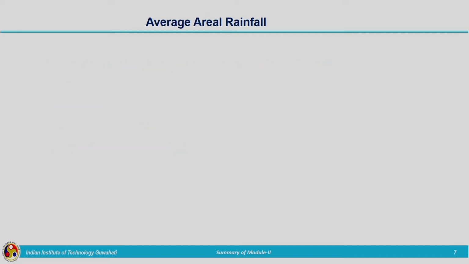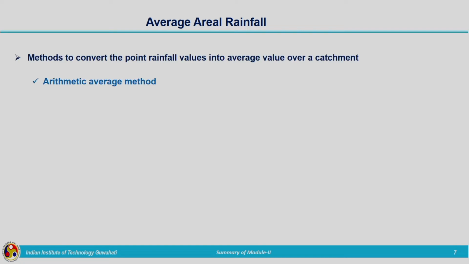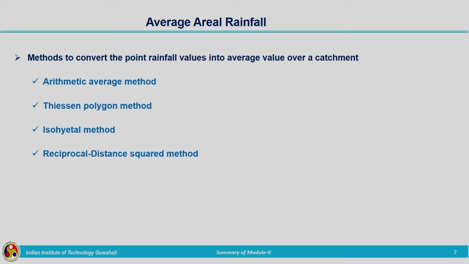Then we have moved on to average areal rainfall. We have made use of different approaches. One is the arithmetic average method, Thiessen polygon method, isohyetal method and reciprocal distance squared method. So, these are the four different methods which we have used when we are having the spatial distribution of rain gauges, or the point rainfall data are converted into average value over a catchment by means of these techniques.